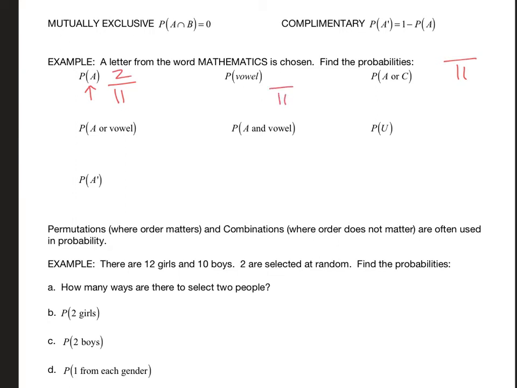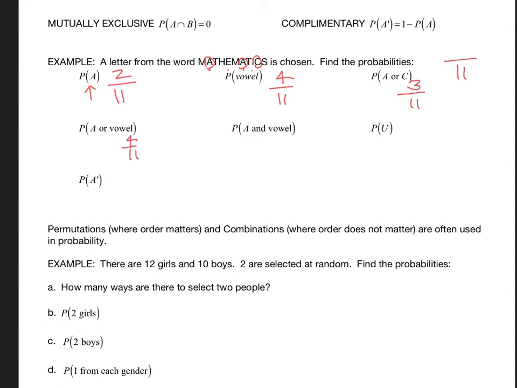Okay, probability of a vowel. Well, in mathematics, there's an A, there's an E, there's an A, there's another I. That's 4. 4 out of 11. An A or a C, let's see, there's 1, 2, 3 of those that are considered to be success. An A or a vowel. Okay, A or a vowel. So that's, well, A's are vowels. So that's the same thing. That's just 4 over 11.